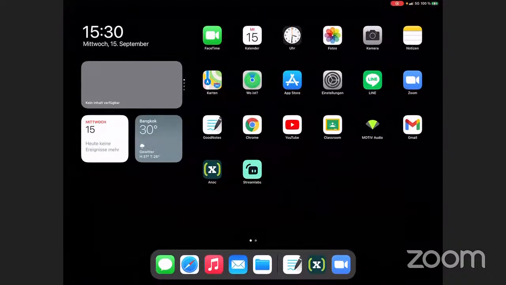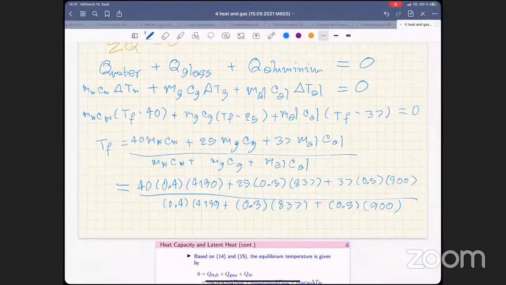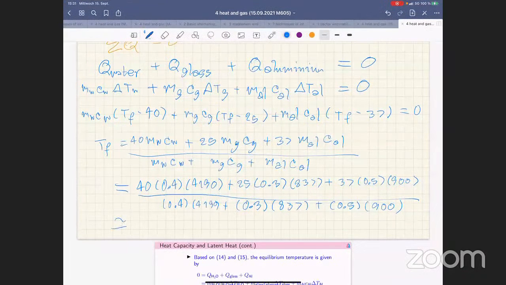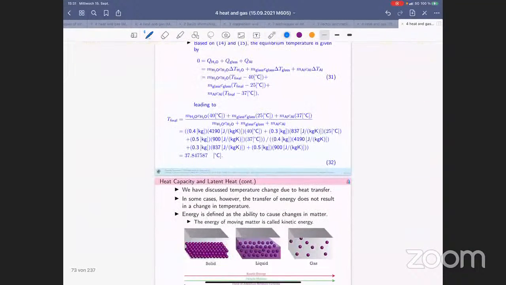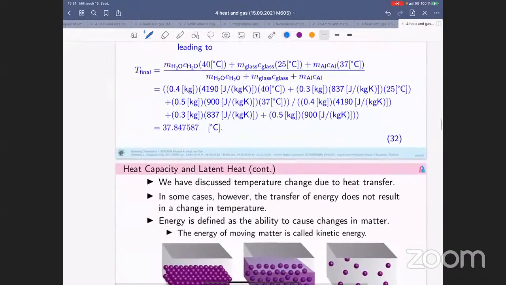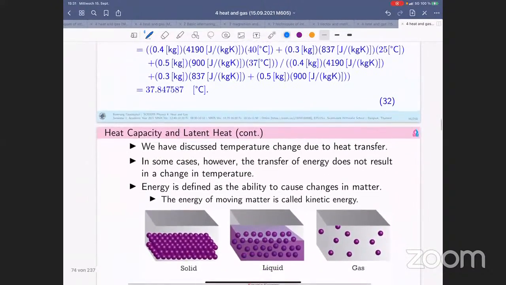37.848. Okay, 37.848. That's the final temperature. Okay, the final temperature in degrees Celsius. That's about it, so let's check the result. Okay, it's 37.847, right? Okay, it's all right, it's correct. So we still have 10 minutes left.